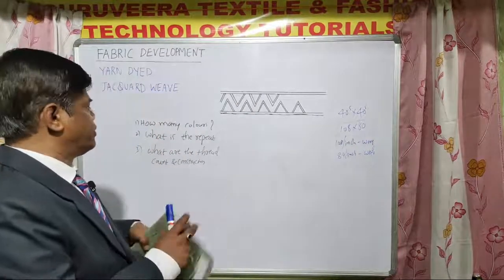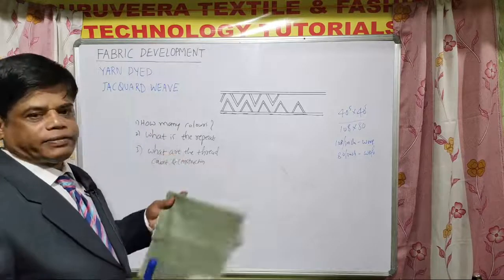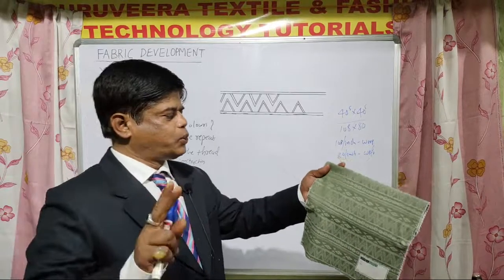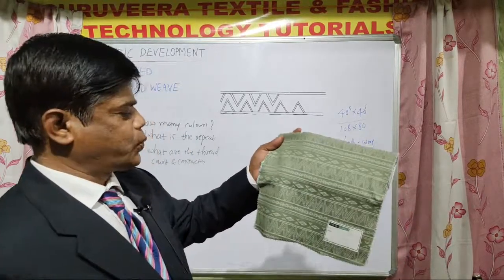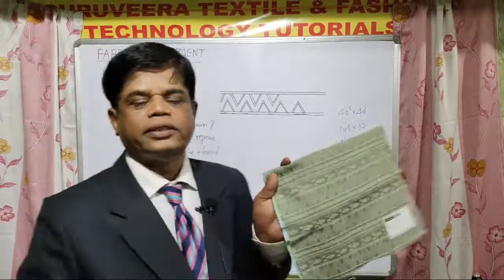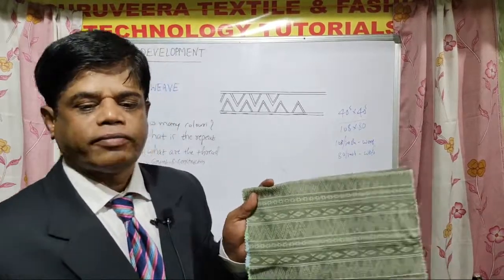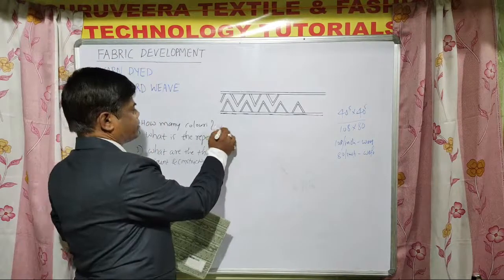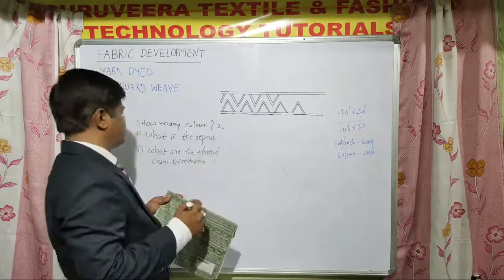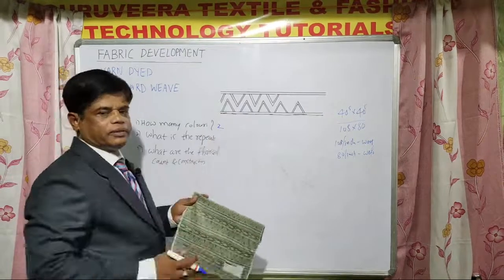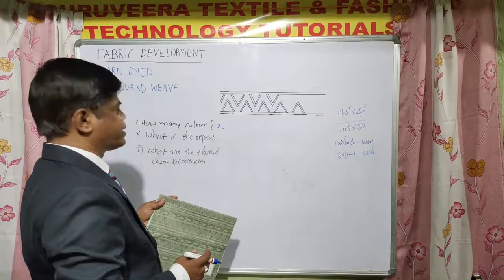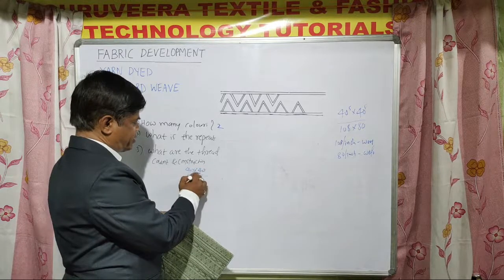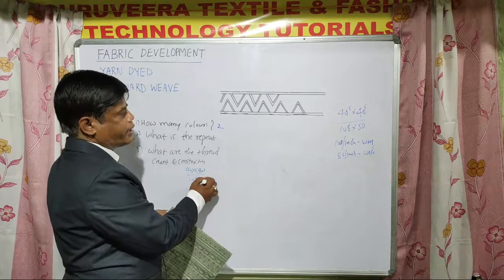Okay. So first question, how many colors are there in this fabric? Friends, in this fabric, according to my understanding, only 2 colors are there. By using only 2 colors, the Jacquard fabric is finished. Now see, how many colors? 2 colors. What is the repeat? Repeat I will tell. What are the thread count and construction? I told, this is 40s, 40s, 108 into 80.